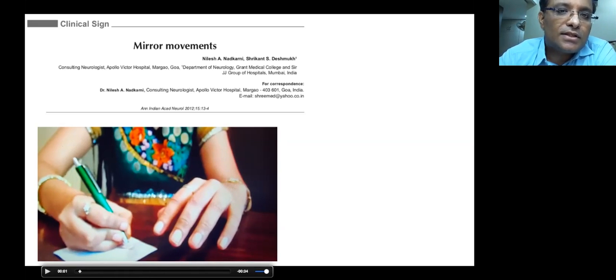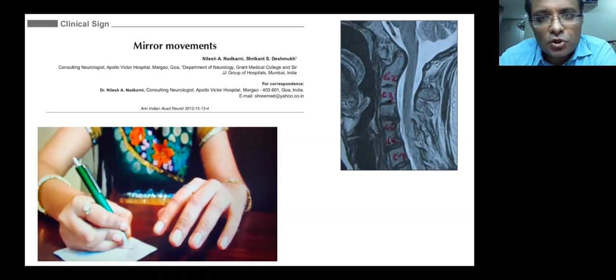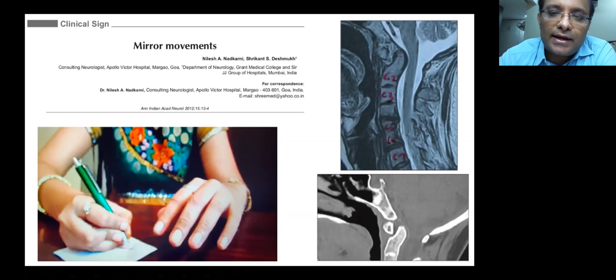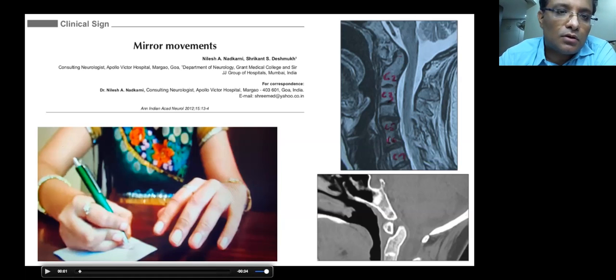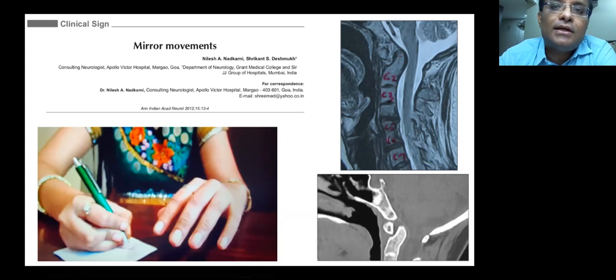So basically, this girl had these typical mirror movements of the normal side, and the evaluation of this case showed the presence of abnormalities in the form of fused cervical vertebrae C2, C3, C5, C6, as well as atlantoaxial dislocation, and this was probably the consequence of having these mirror movements. So finding this mirror movement helped to diagnose the congenital abnormality and probably get her operated.